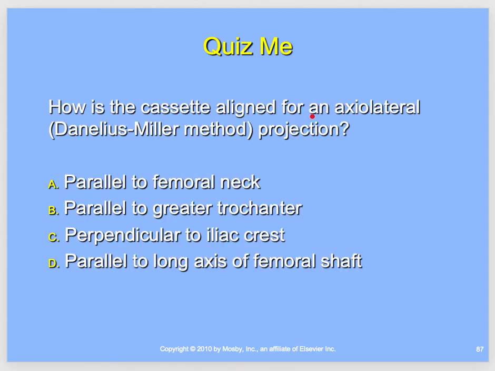How is the cassette aligned for an axiolateral Danelius-Miller method projection? Is it parallel to the femoral neck, parallel to the greater trochanter, perpendicular to the iliac crest, or parallel to the long axis of the femoral shaft? If you remember the images of the Danelius-Miller and how that patient is set up on those drawings, we know that we are parallel to that femoral neck with that image receptor.